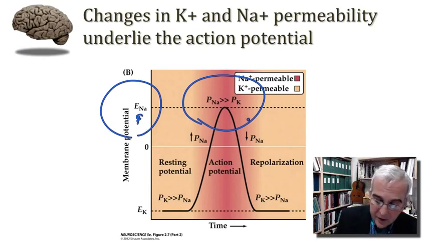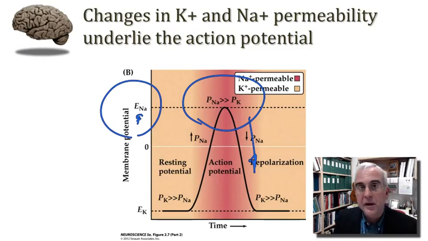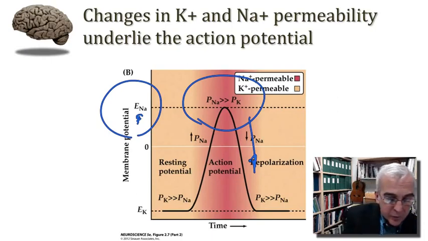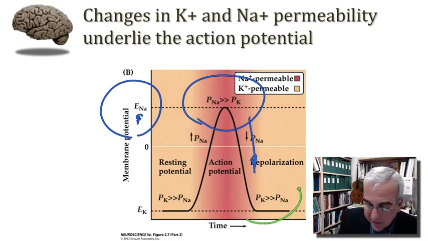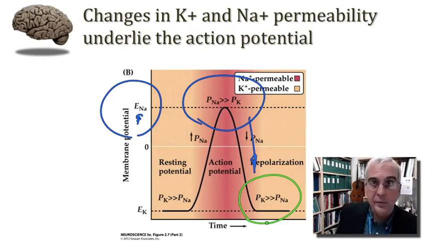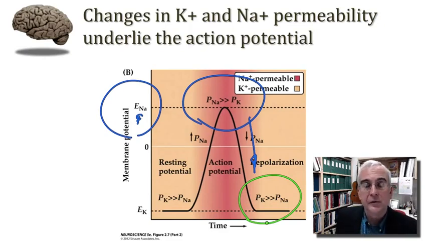The falling phase, what we find next, is a bit more complicated, but essentially what we can say is that the permeability for sodium returns back towards 0, and meanwhile the membrane restores its resting state where the permeability for potassium is considerably greater than the negligible or the nil permeability for sodium.